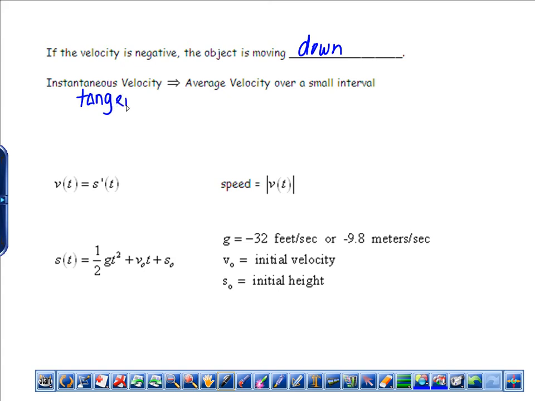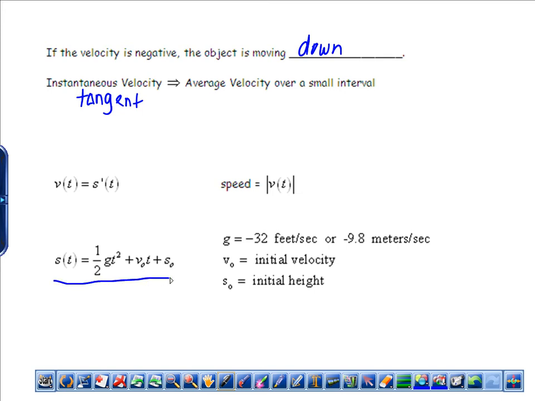And anytime you think of tangent, you need to think of derivative. So the velocity is the derivative of the position. And for speed, we're just going to take absolute value because speed does not have a direction, only velocity has a direction. So in general, our position is going to be 1/2 times the gravity times time squared plus the initial velocity times time plus the initial position.